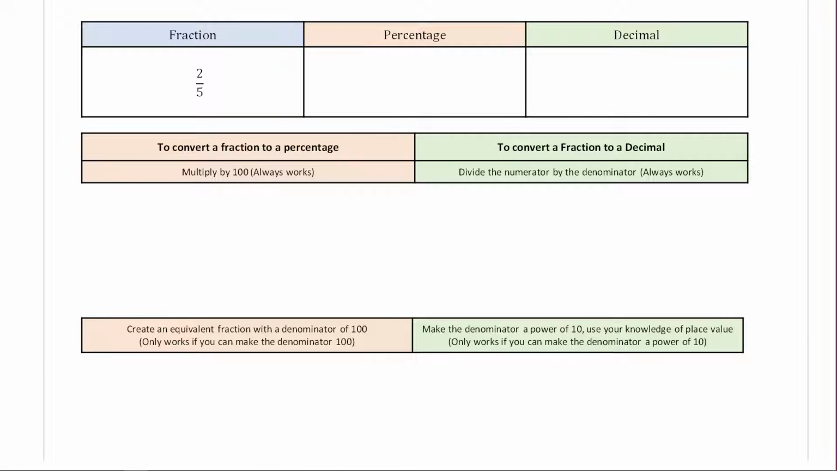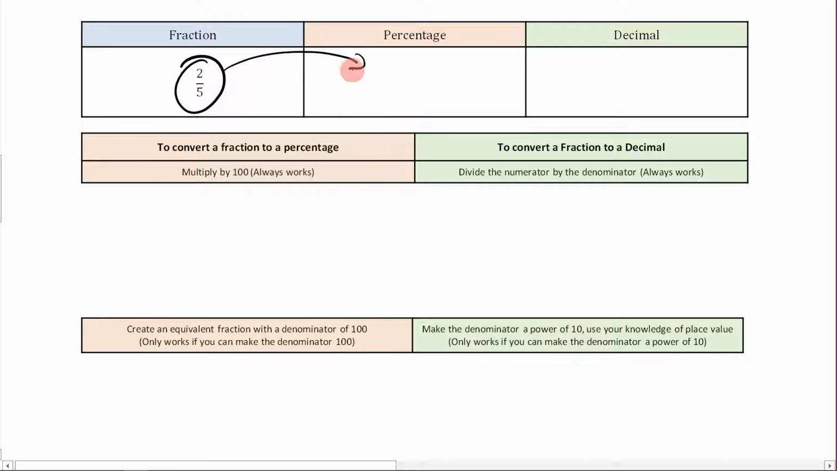All right, so we're now going to talk about starting with a fraction and turning that fraction into a percentage and turning that fraction into a decimal. So let's begin by talking about converting a fraction to a percentage. So to do this, you're going to multiply by 100.